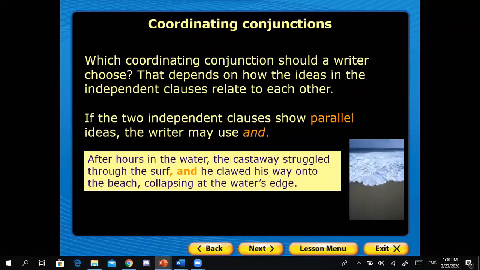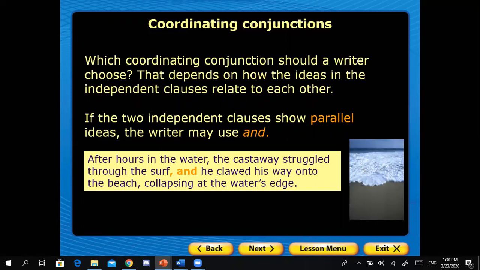Like this example. After hours in the water, the castaway struggled through the surf and he clawed his way onto the beach, collapsing at the water's edge. So they use and here to express parallel ideas or further information.